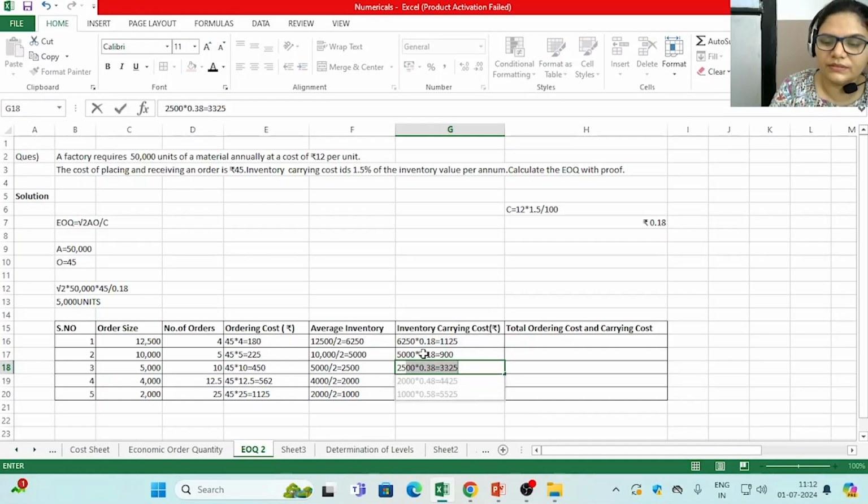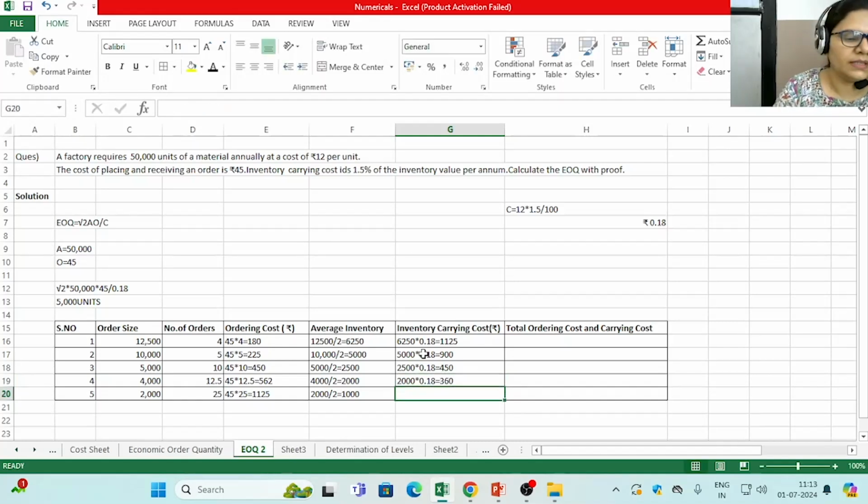Next is 2,500 into 0.18 will give you the value of 450 rupees. Next is 2,000 into 0.18 will give you the value of 360. Next is 1,000 into 0.18 will give you the value of 180.